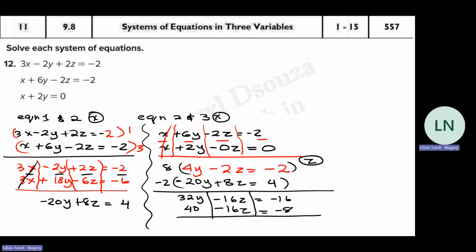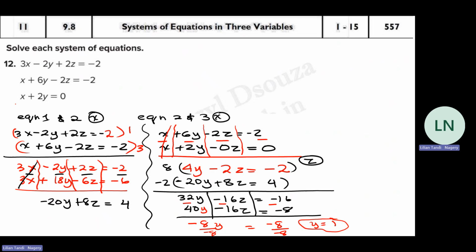Put your houses. You want to eliminate, and your coefficients are the same, subtract. There should be y here. So this should be negative 8y equals negative 8. Okay? Divide both sides by negative 8. Y is positive 1. Okay? You have found y.